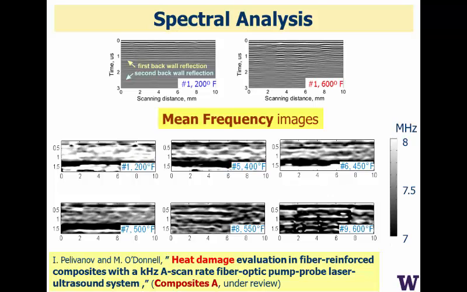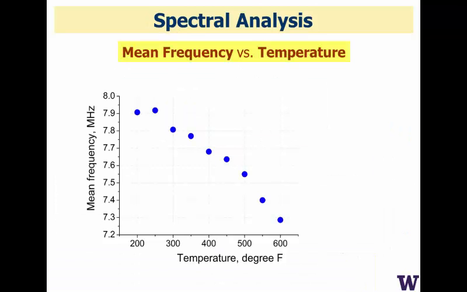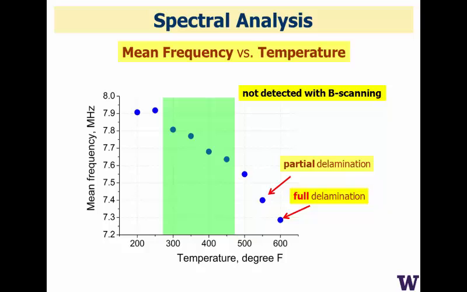However, we start to see a fairly monotonic degradation in the signal as the temperature increases. If we average over a very small area, just a few millimeters on the side, we have a very robust measurement of this mean frequency as a function of the temperature. Meaning that we can clearly see the full delaminations and partial delaminations with just conventional B scanning, but we can also image and quantify the change in the physical structure of the composite at these mean temperatures well before they go into a failure mode with delaminations.